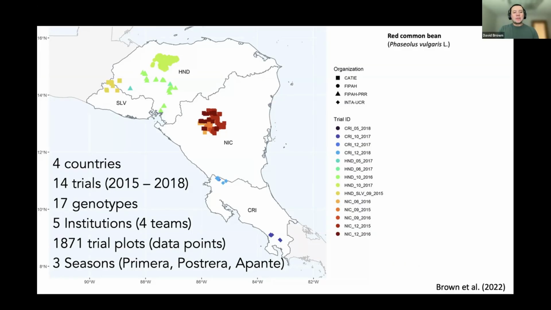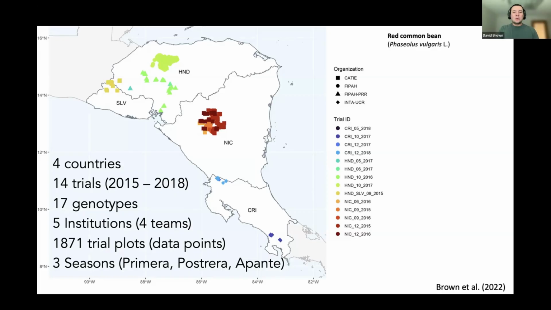For this case, we have 4 countries and 14 trials established independently between 2015 and 2018, with 17 genotypes evaluated across them, though not all the genotypes were evaluated in all the trials. There were 5 different institutions working in 4 teams. Putting all the data together, that generated around 1,800 trial plots, which translates into 1,800 data points.